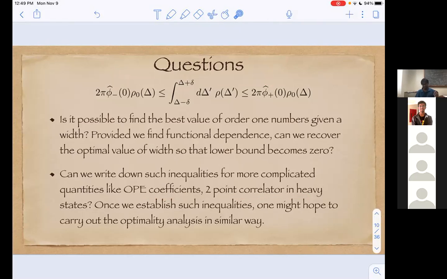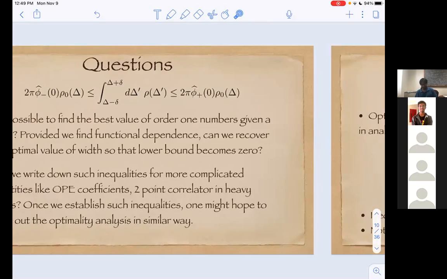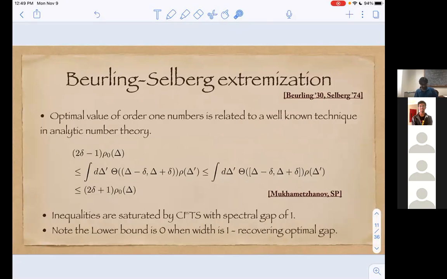Because the idea is once we can write down this kind of inequality, then we can directly borrow the results we obtain for the optimal conditions. So once we have such inequalities, one might hope to carry out the optimality analysis in a similar way. The analysis of optimality doesn't really care about whether we are dealing with density of states or the OPE coefficients, as long as we have an inequality of this sort. Is it clear?